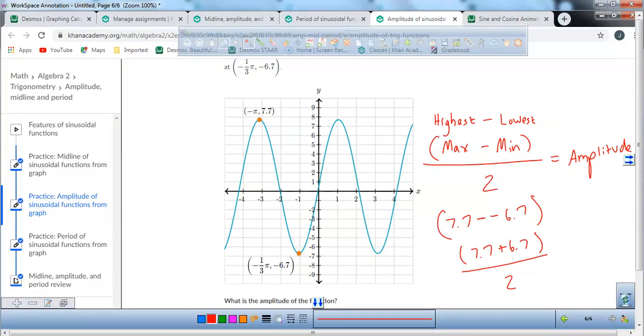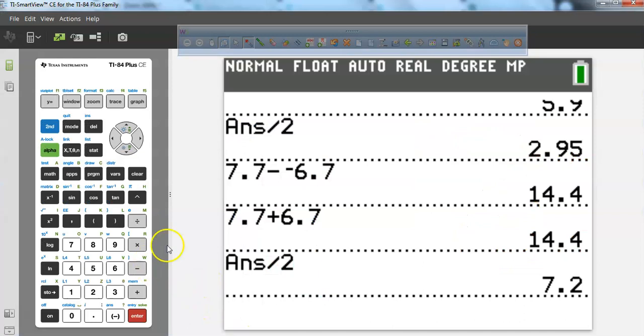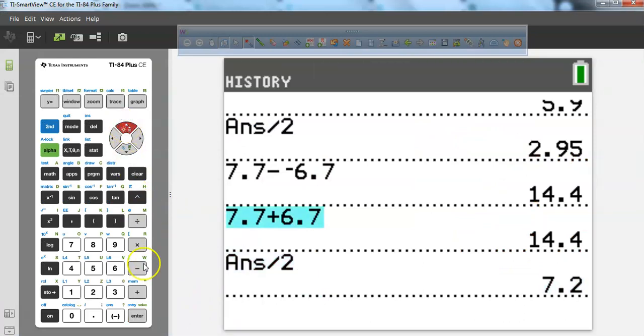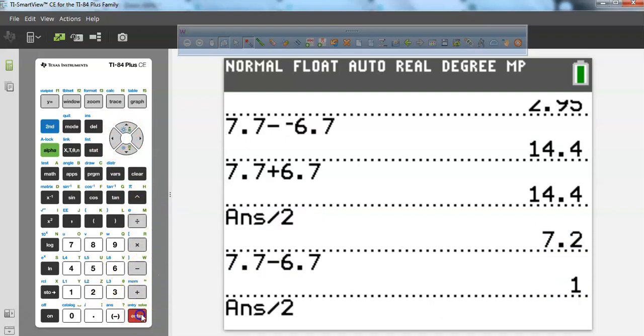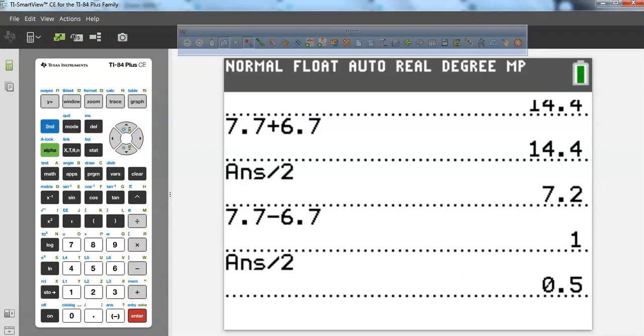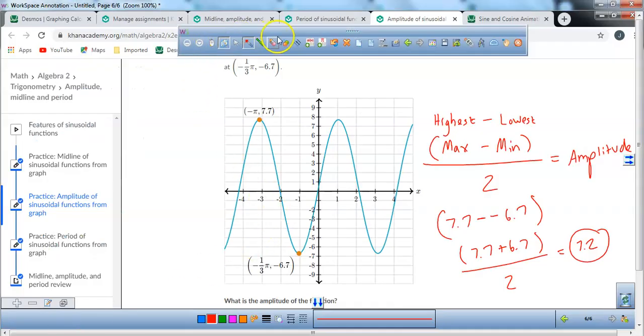So what does that mean for us? That means our amplitude is 7.2. All right? So if you wanted to find the midline, you could also find the midline by adding them together and dividing by 2. So we could take, I'll scroll up here, put a plus, all right, divide by 2. So our midline's at 0.5. That's where our midline is at. So our midline is right here.